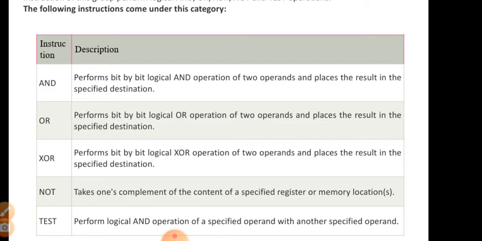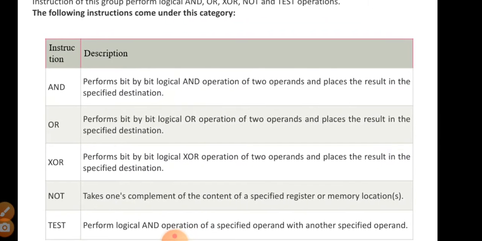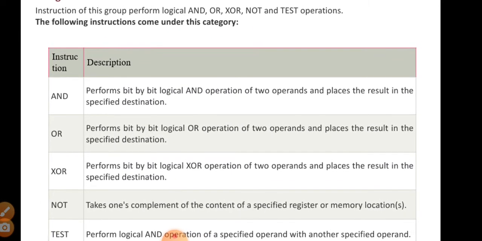The first instruction is the AND instruction. It performs the bit by bit logical AND operation of two operands and places the result in the specified destination. AND means ANDing, and it performs the bit by bit logical ANDing operation on two operands and places the result into the specified destination.